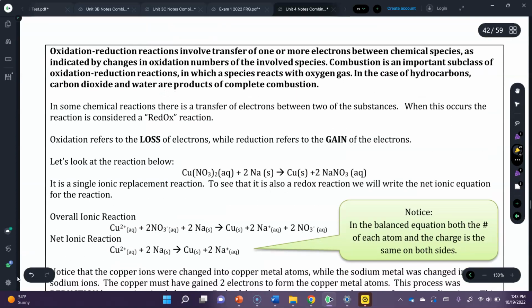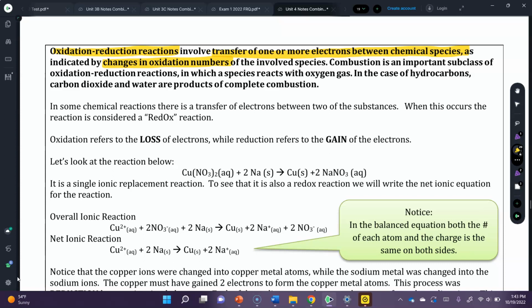Okay, continuing further, oxidation reduction reactions involve the transfer of one or more electrons between chemical species, as indicated by changes in oxidation numbers of the involved species. Combustion is an important subclass of oxidation reduction reactions in which a species reacts with oxygen gas. In the case of hydrocarbons, carbon dioxide and water are produced in a complete combustion.